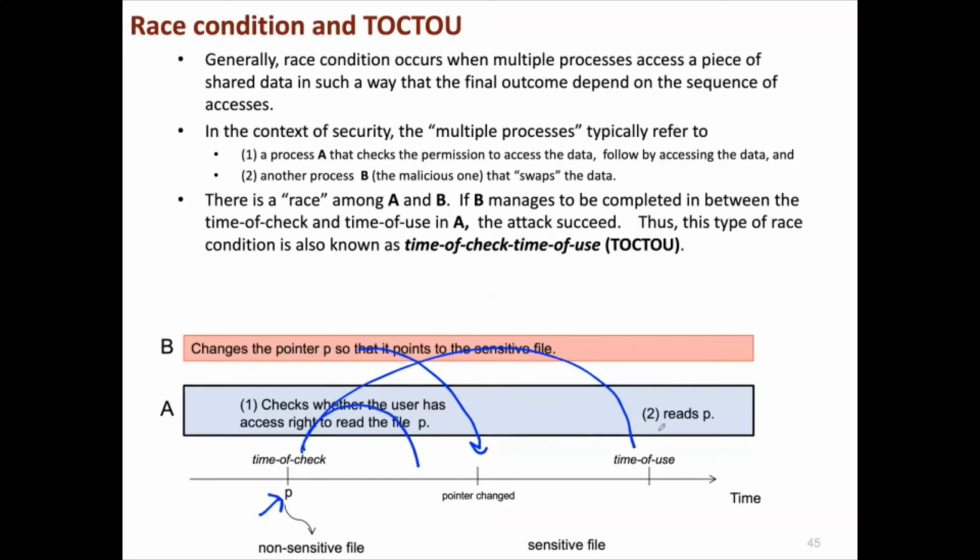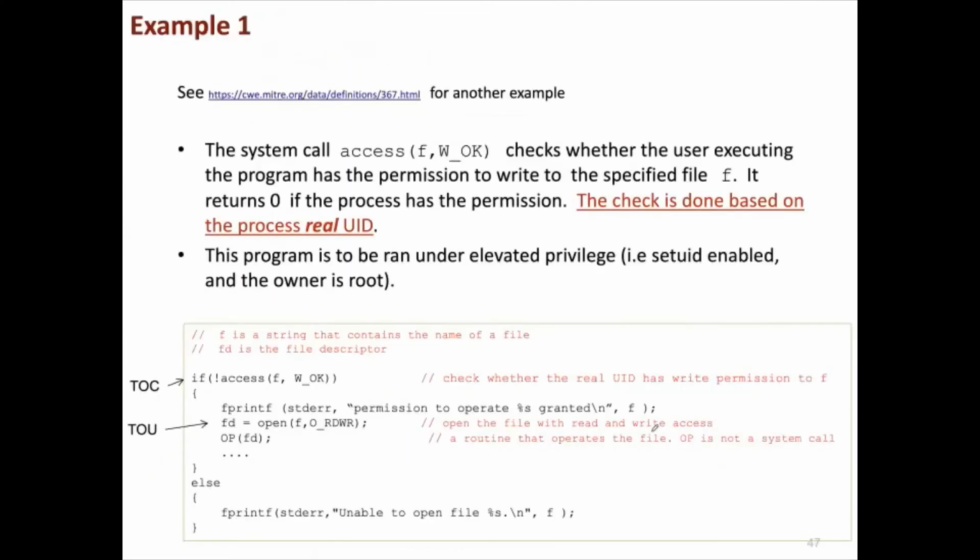So let's look at a more concrete example. It's the same as this, but much more concrete. There's a system call called access, which checks whether the user who runs the program has permission to write to the file F. The check is done based on the process's real UID. Remember that every process has two IDs, the real UID and the effective UID.